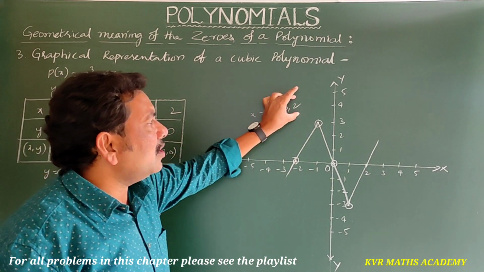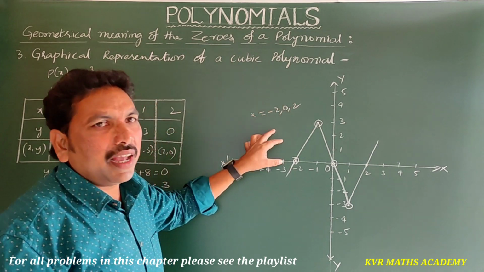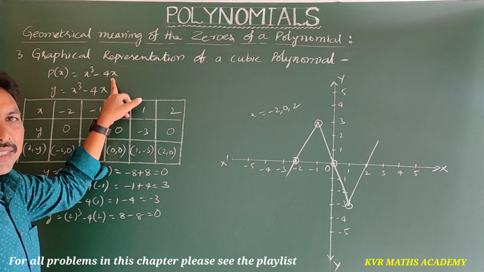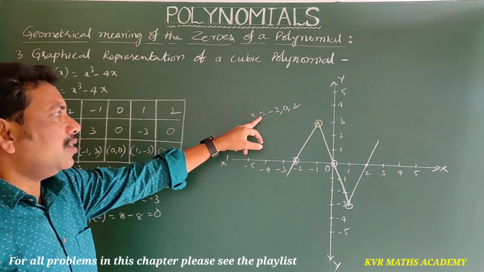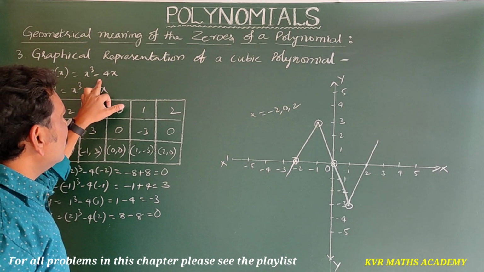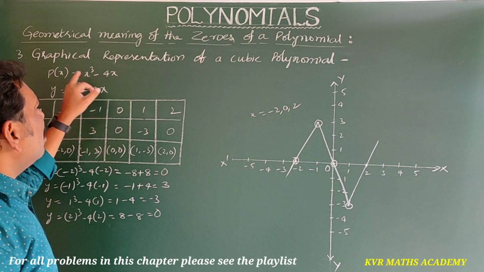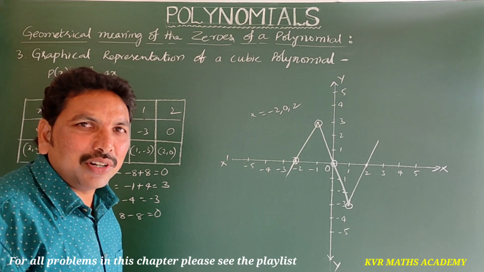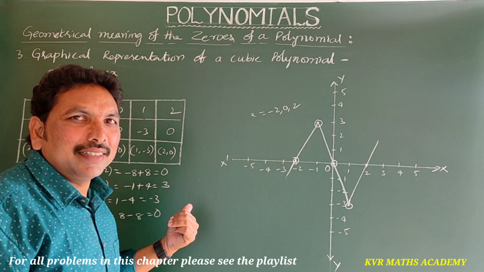So these values, minus 2, 0, 2, are the zeros of the given polynomial x cube minus 4x. Have you understood clearly? Yes.